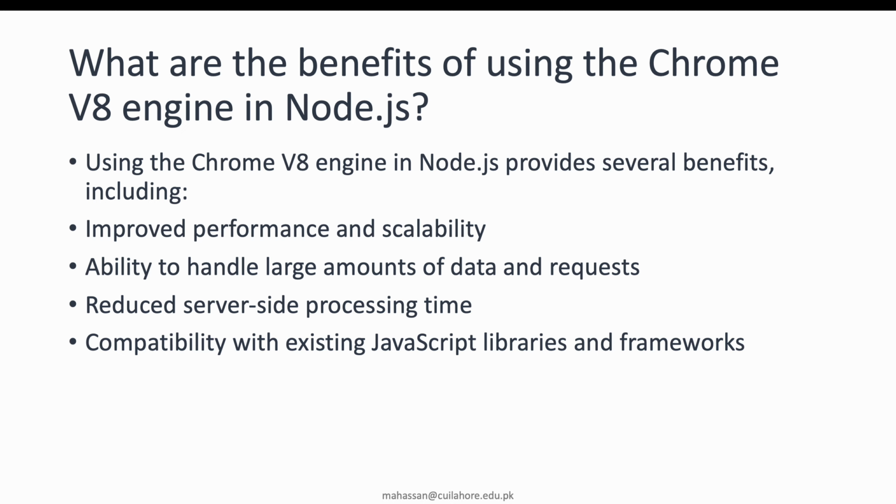Moreover, using V8 in Node.js is also compatible with existing JavaScript libraries and frameworks. This means developers can use their favorite libraries and frameworks to build powerful and efficient applications using Node.js. Overall, the Chrome V8 engine provides several benefits when used in Node.js, from improved performance and scalability to reduced server-side processing time. It allows developers to build powerful and efficient applications that can handle a large number of requests and data.